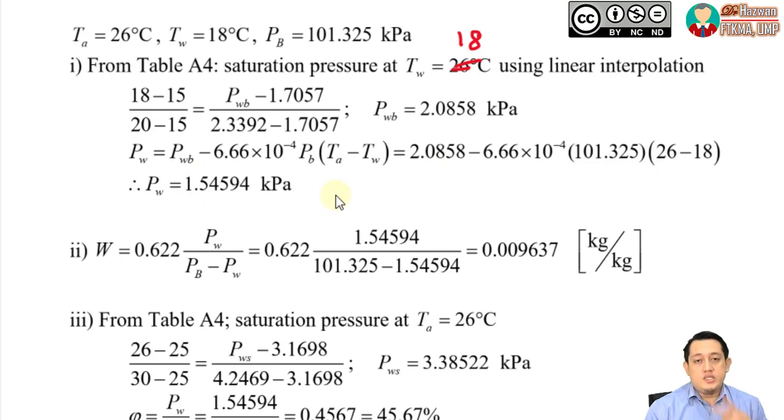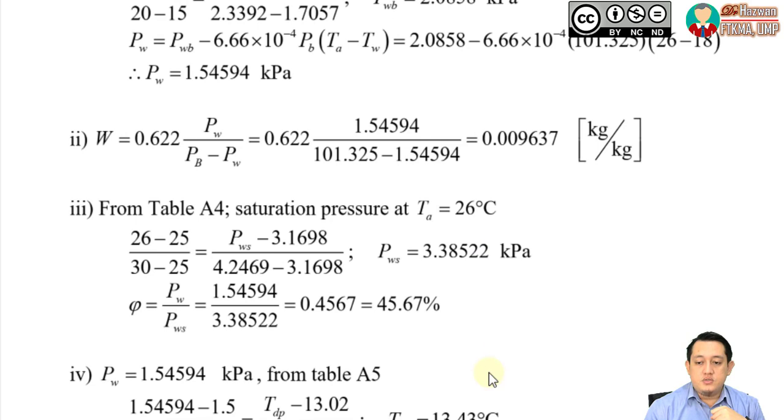So question number 2, to find the humidity ratio, W. For W here, you use this equation, and you need to use PW, the value that we calculated in question number 1. Then you can get 0.009637 kilogram per kilogram, kilogram of water vapor over kilogram of dry air. So this is W. And then for number 3, you need to find relative humidity. We use this equation, PW over PWS.